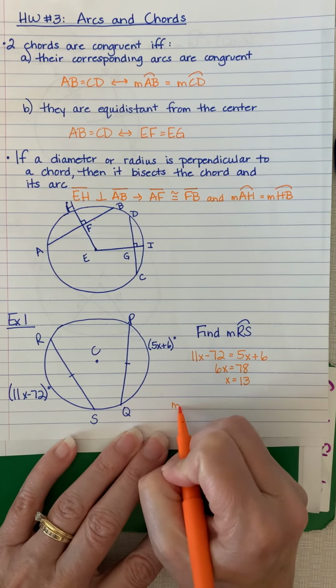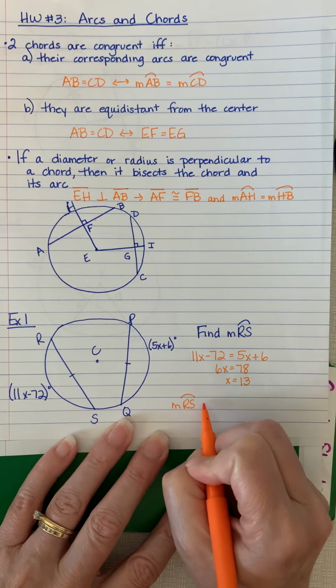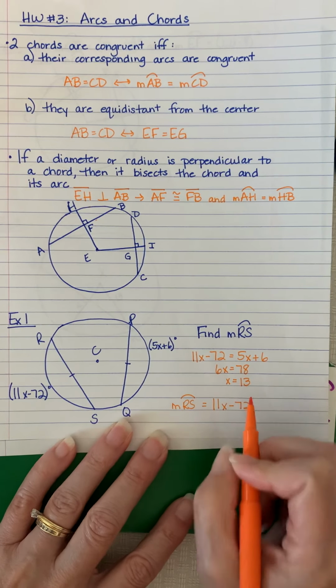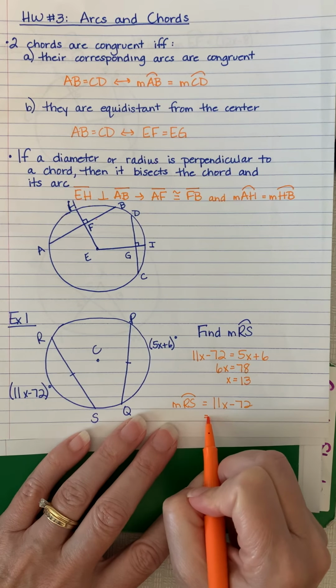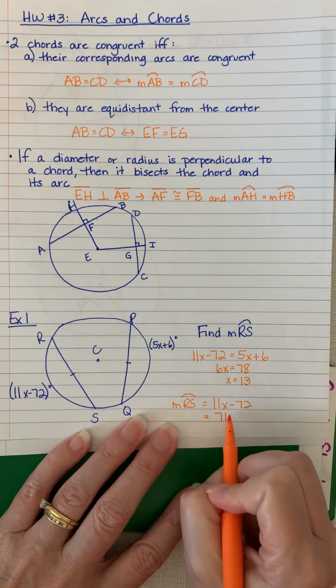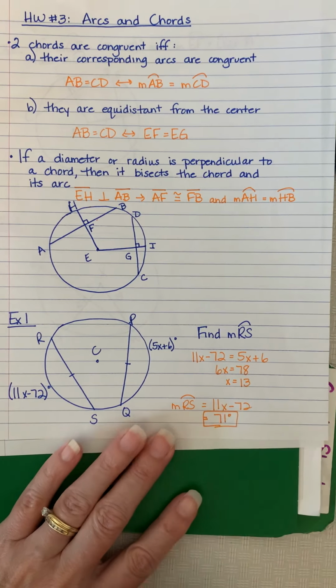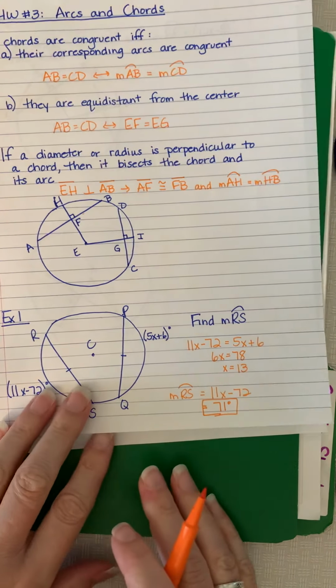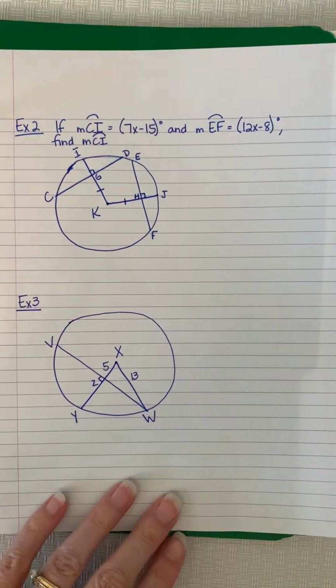Well, we know that the measure of arc RS is equal to 11x minus 72. We know our x is 13, so when we plug a 13 into there, we will get 71 degrees. When you are doing the Canvas quiz, which is truly just a daily grade, do not put the degree sign. Okay, moving on to example 2.